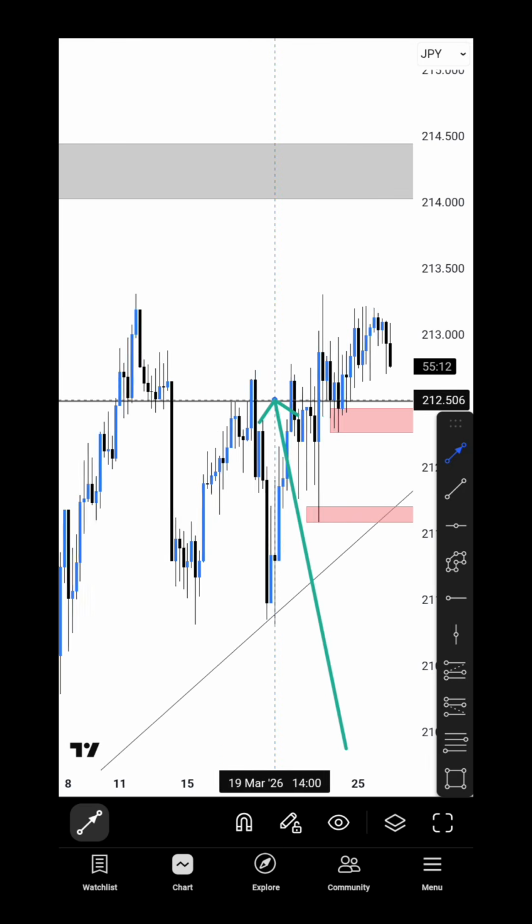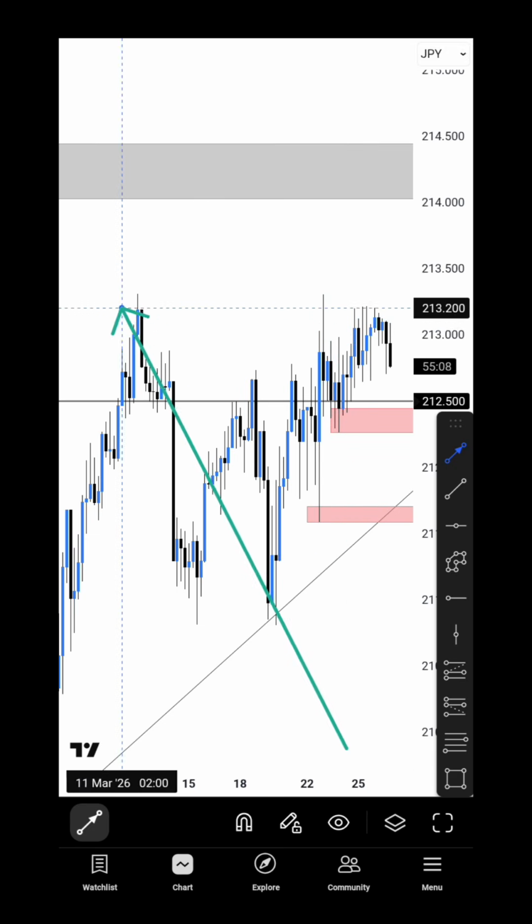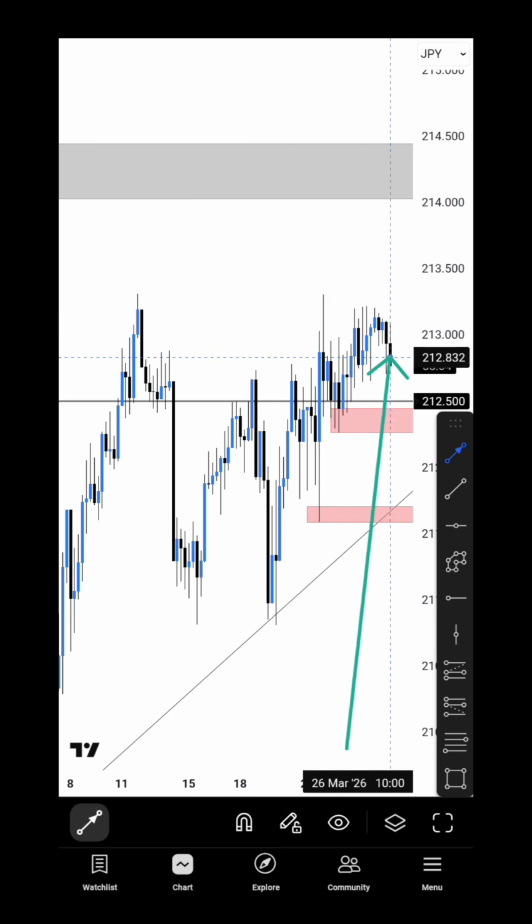So now on this recent position, you see that we are failing to break above this high here. This is a daily high. So that's why I liquidated that position around this zone.